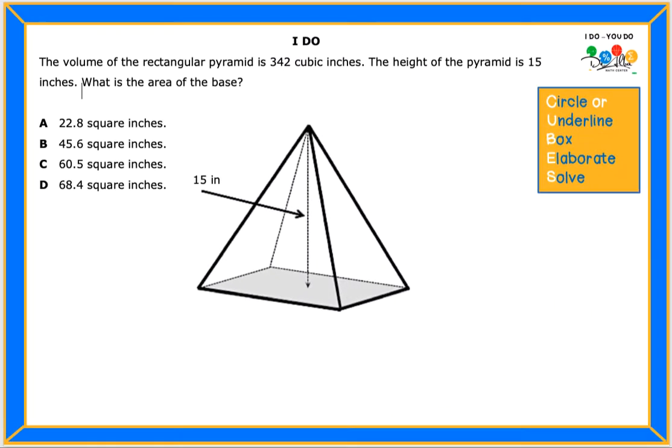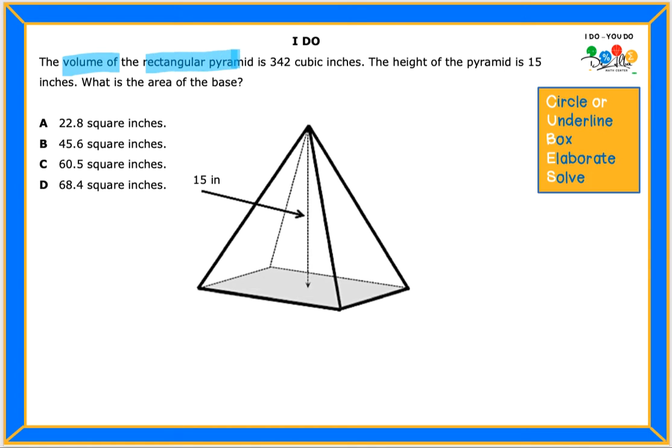Hello students, our question says, the volume of the rectangular pyramid is 342 cubic inches. The height of the pyramid is 15 inches. What is the area of the base? Okay, so let's identify our important information.